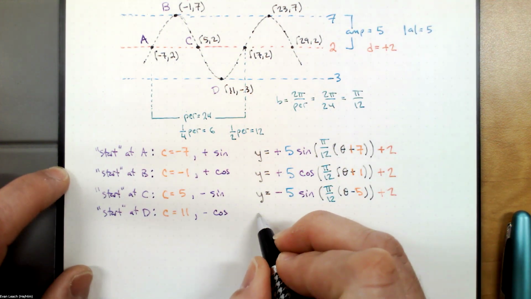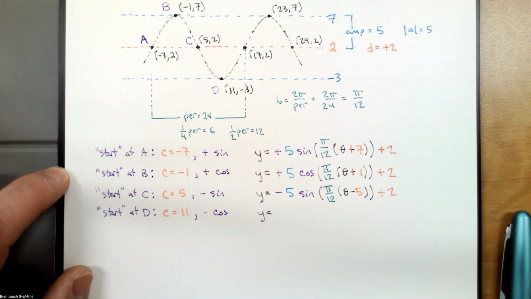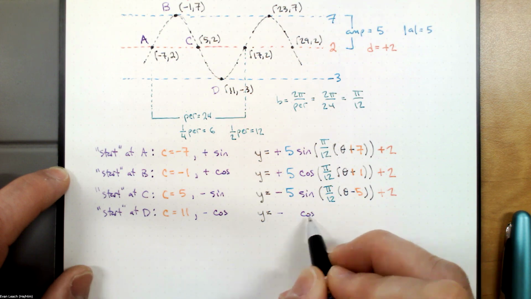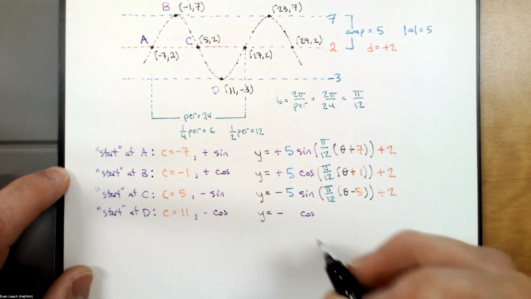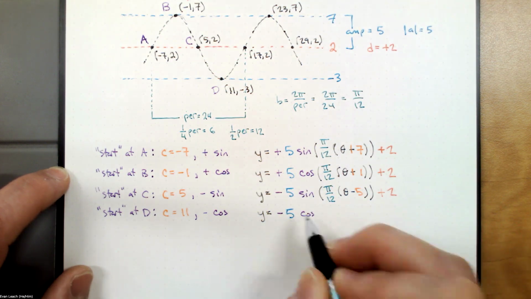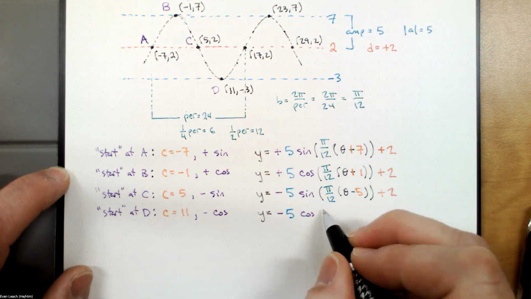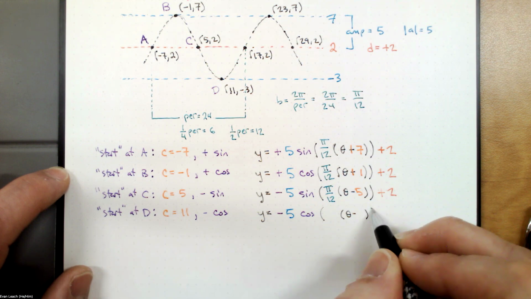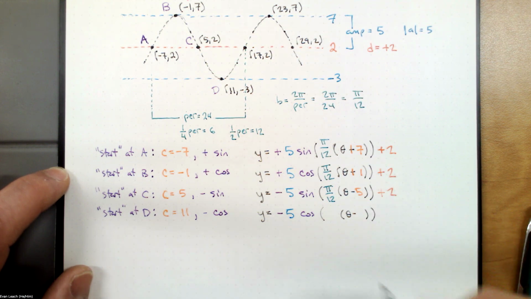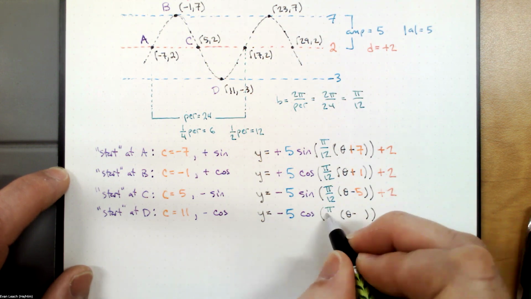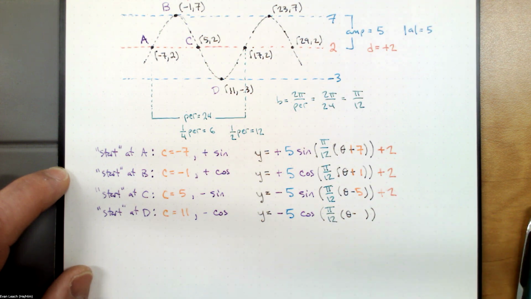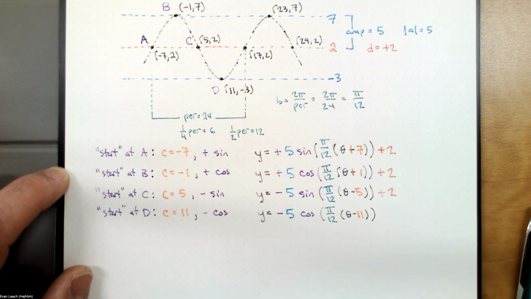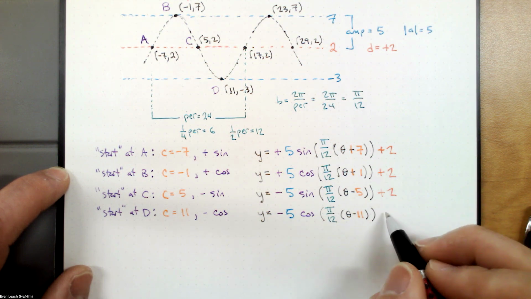So now we can write our equation. We're going to write negative cosine. Amplitude is 5. We try to do one whole color at a time. C is 11, so it looks like theta minus 11. And D is still +2.